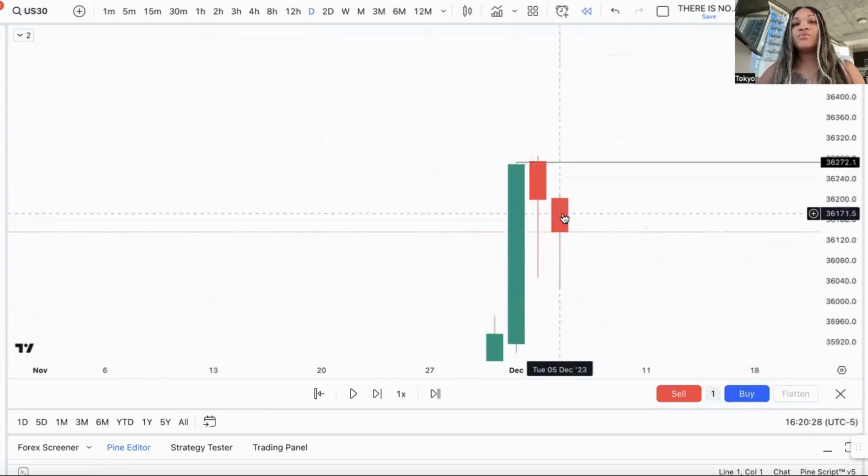This candle set the tone. Now, we're not going to catch every candle. We're not going to catch every day. Sometimes we need to sit back and we need to watch the daily candle do something to give us an indication of what it wants to do, and then we participate.